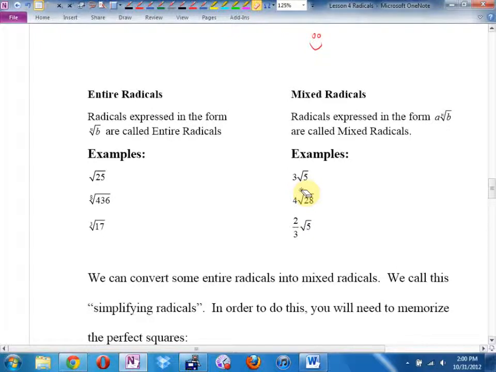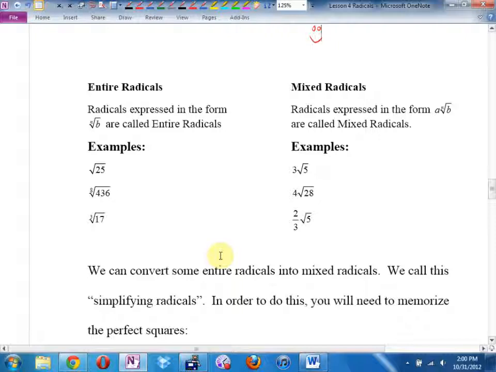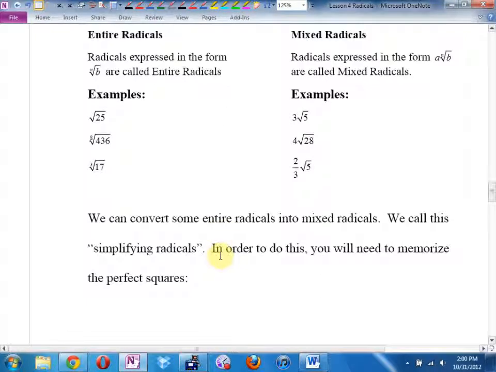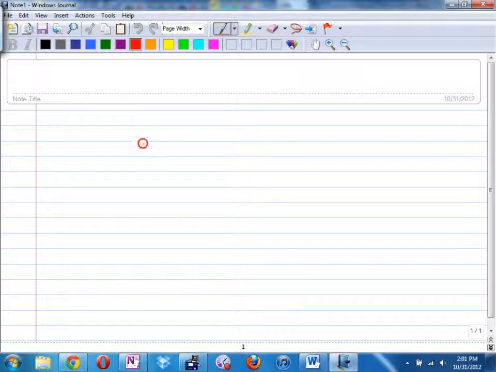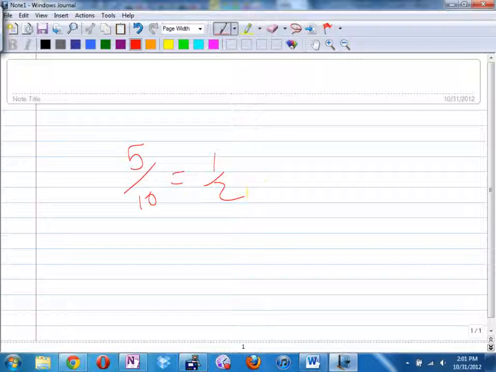And here is the key to today's lesson. So if you're tired and dozy, sit up. The key idea here is we can convert some entire radicals into mixed radicals, and we call this simplifying. It's similar to writing a fraction in lowest terms. So you learned in grade 8 that for fractions, you would always write them in lowest terms. For square roots, we can do a similar mathematical operation, but it won't be simplifying a fraction. What it will be is simplifying a square root.